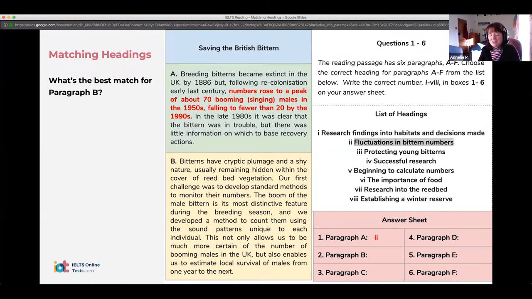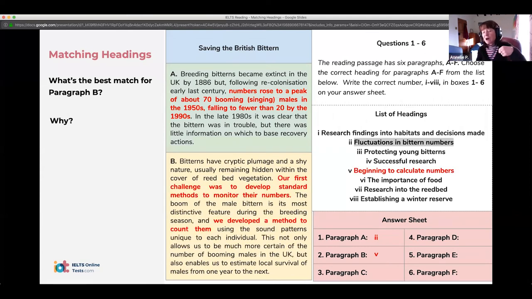We've got monitor. Okay, very good. We've also got our first. So, beginning, we've got monitor, calculate, we've got count, calculate, numbers comes up the same. And again, methods is part of calculations. So B is number five. It's just, you know, you're looking across, can you match those synonyms between them.